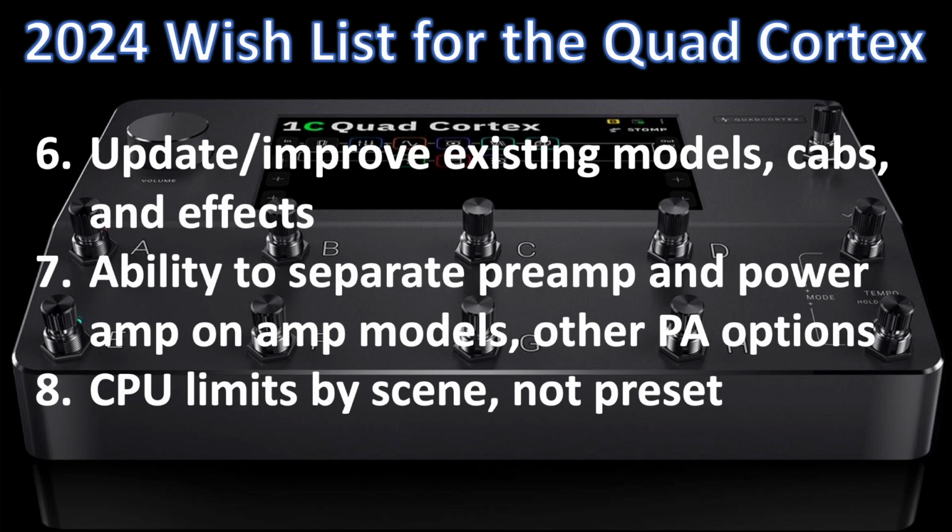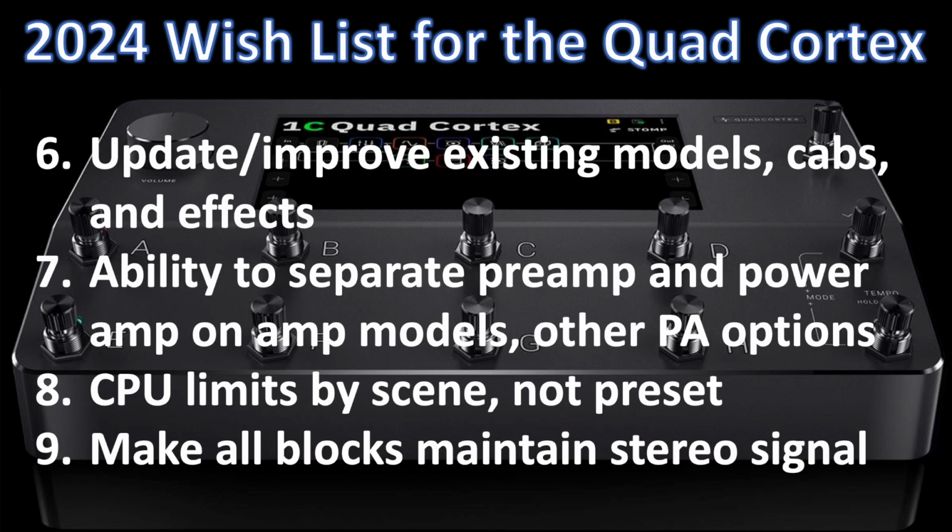So as you're building out scenes, it might tell you, oh, you can't turn that on. There's not enough CPU to run this scene. But you could have those models there for other scenes where you might be switching between amp models and effects and things. And lastly, one thing I'd like to see is make all blocks maintain a stereo signal.